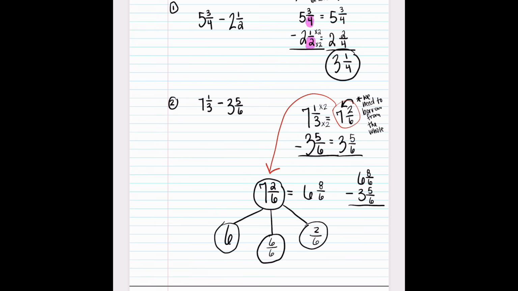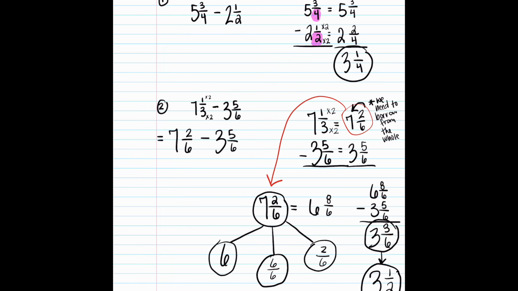8 minus 5 is going to give us 3. 6th is our denominator. 6 minus 3 is 3. So our final answer is 3 3/6. Now, we should be able to simplify that into 3 1/2. That's not the important step. The important step is getting to here, that mixed number here.